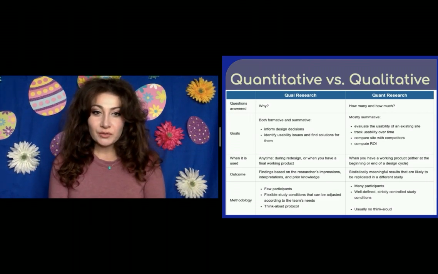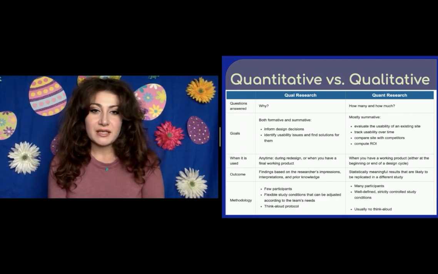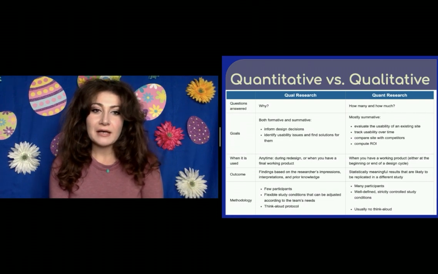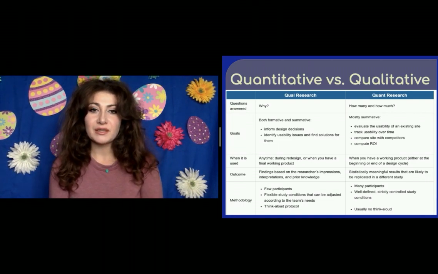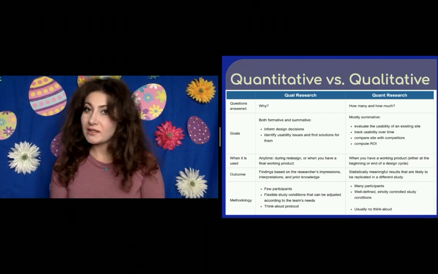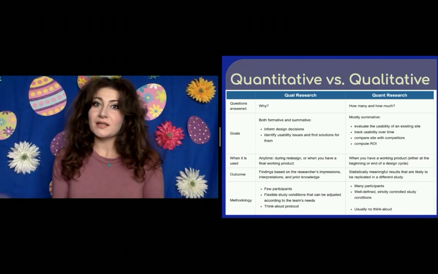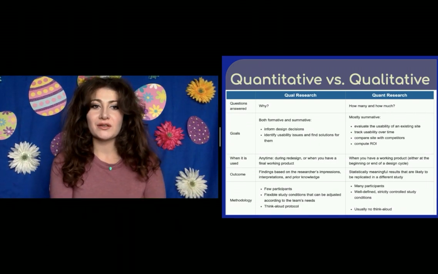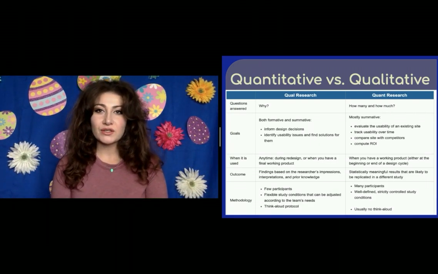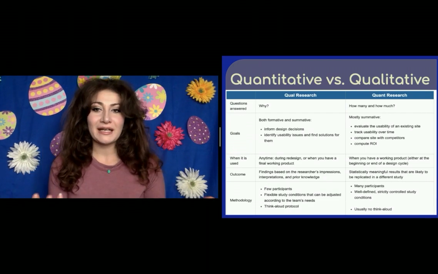The Nielsen Norman Group put together this chart that we're seeing on the right side of the screen. So qualitative research is typically used to answer the why questions, right? Why did the users do this? Why did the users have trouble doing this? Why did the users spend so much time doing this particular task? For quantitative research, again, our question is how many and how much.